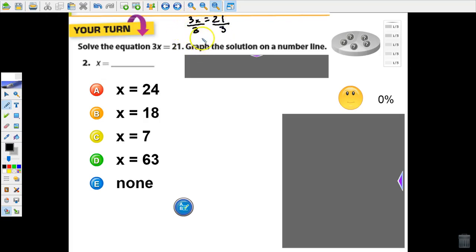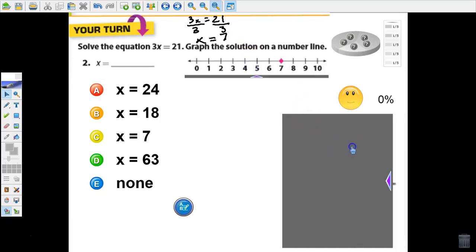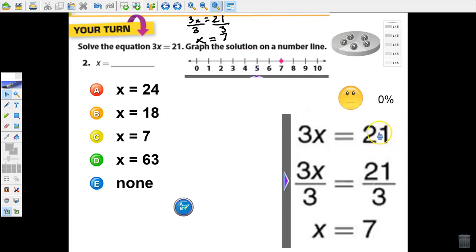3 divided by 3 is 1. So 1x, or just x, equals 21 divided by 3 is 7. 7 times 3 is 21. Check mark of approval. Bingo bango. Put it on the number line, and we're done. We're done with this problem. Moving on to the division.